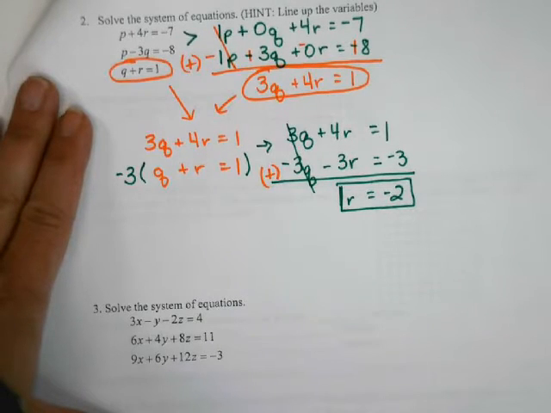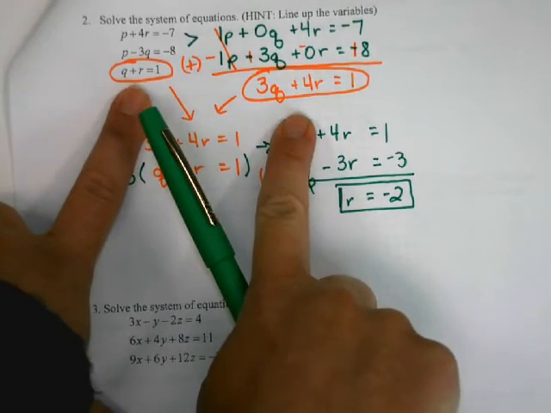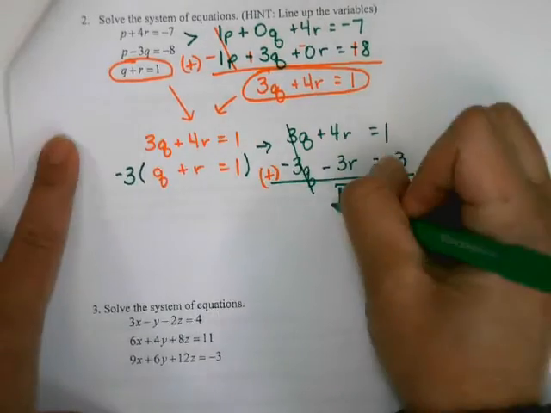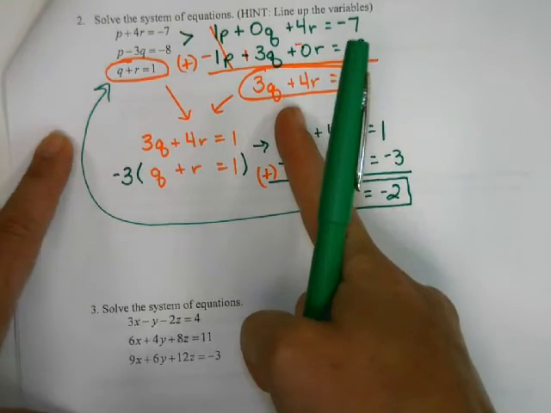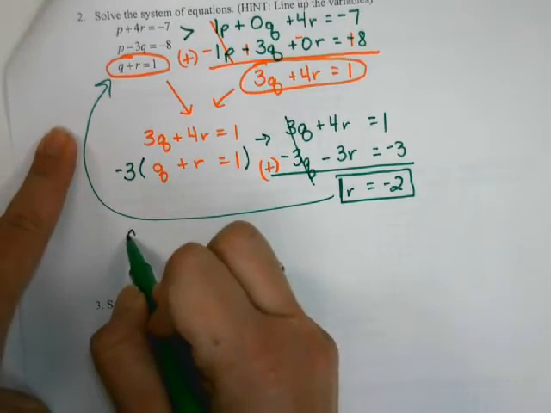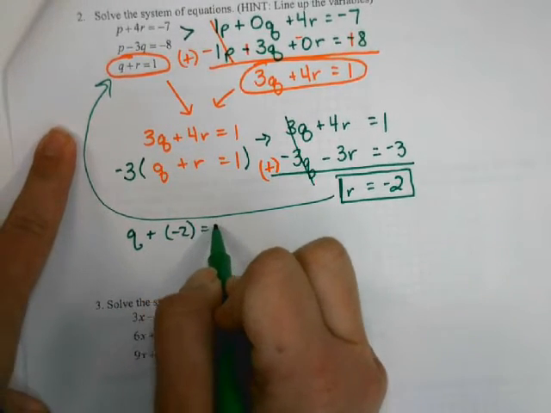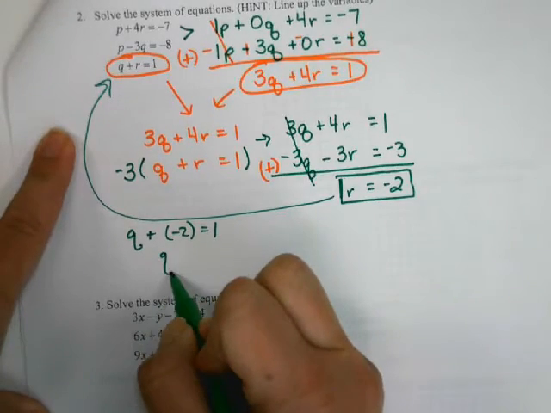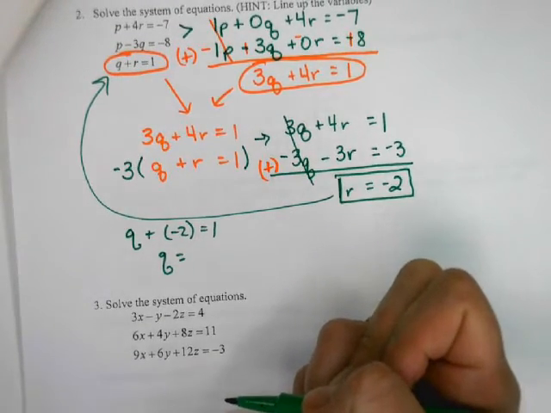Okay, now what? Plug it back in, right? Grab one of your circle ones. Does it matter which one? No, I'm going to go to this guy because he's smaller numbers. If you go to that one, does it matter? No, you should still end up with the same thing. So I have Q plus a negative 2 is equal to 1. So Q equals 3.